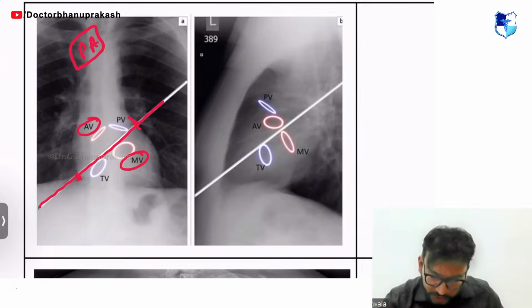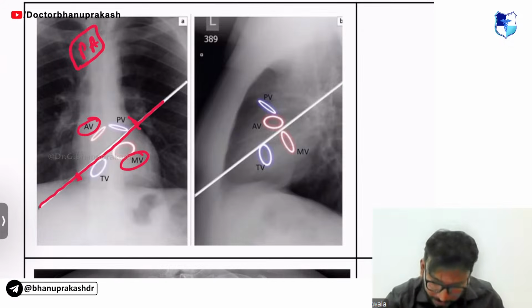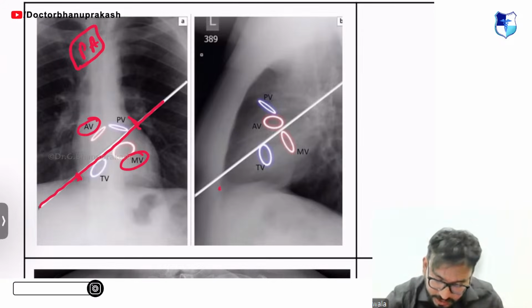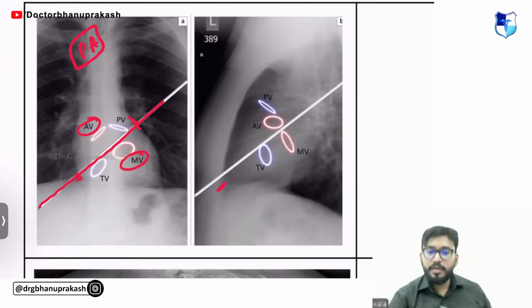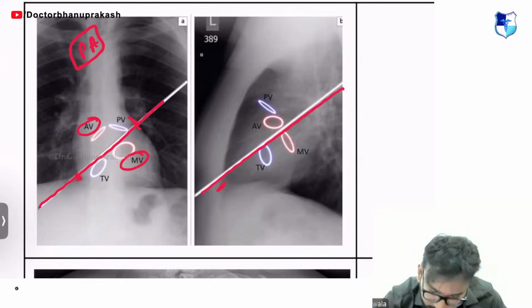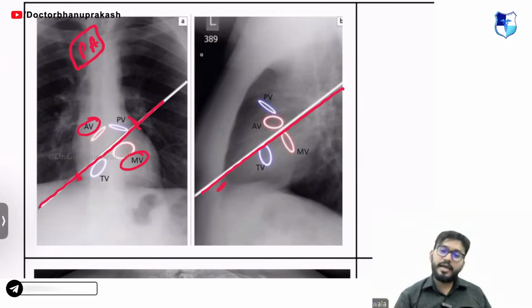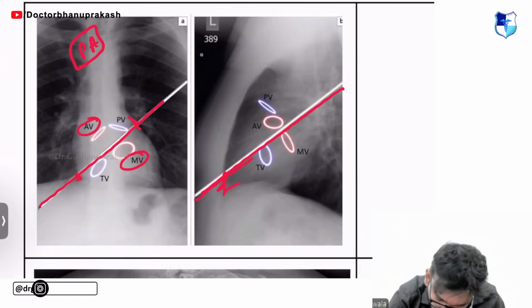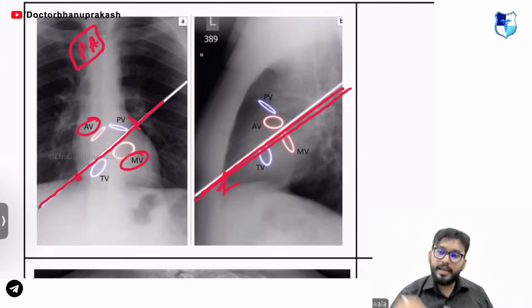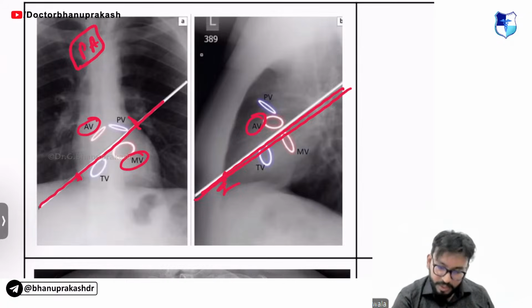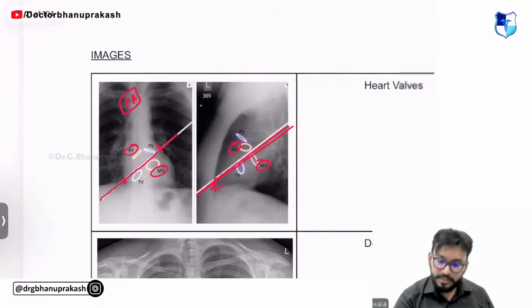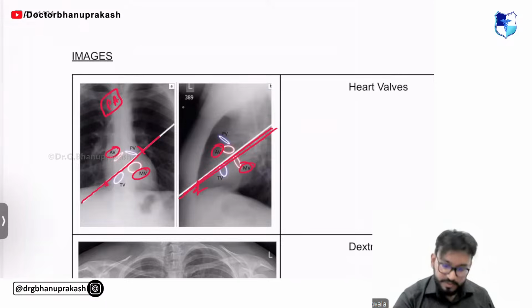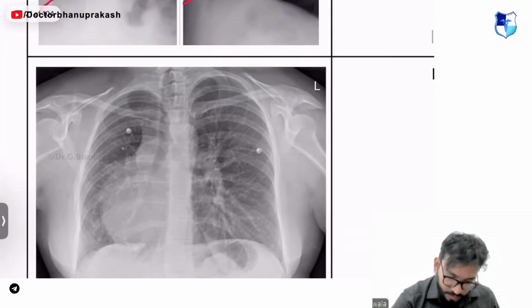Oh, this is the lateral view. This is the lateral X-ray. What do you do? You draw a line from the carina to the costophrenic angle. This is the diaphragm. So you draw a line from here through the carina. Again, above the line is aortic, below the line is mitral, and that is about your heart valves' position.